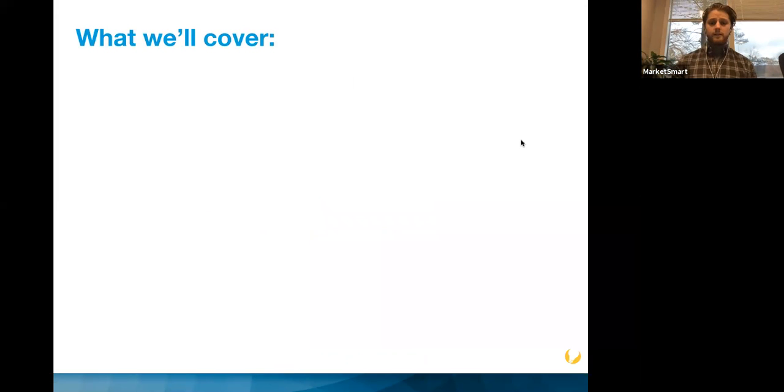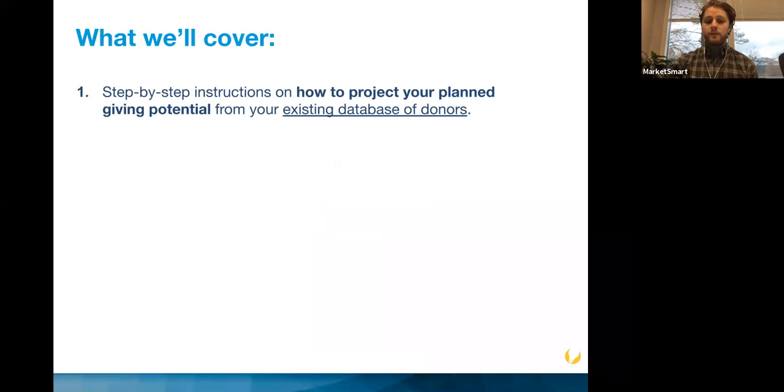So here's what we're going to cover today. All of you obviously have some interest in understanding projecting planned gift potential, and that's exactly what we're going to talk about. I'm going to give step-by-step instructions for how you can do that within your existing database of donors. So we're going to talk about what's the potential within that database that you have at your disposal. Those constituents that could, in theory, potentially make a planned gift to your organization.